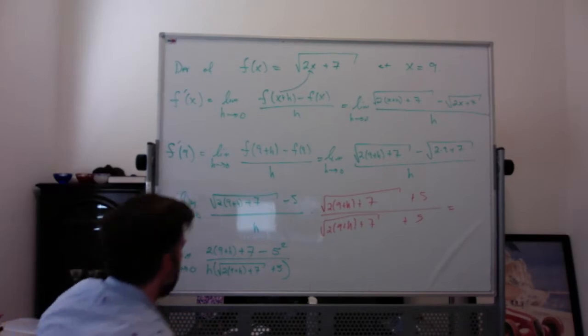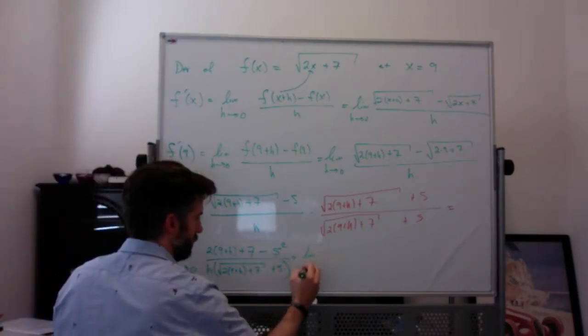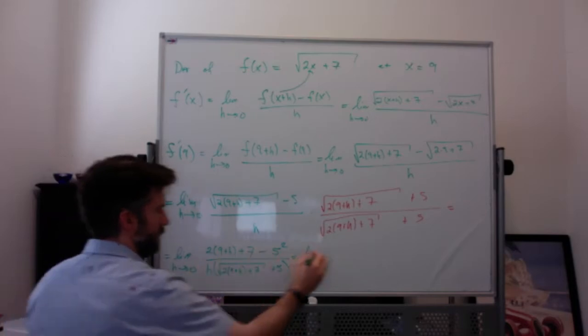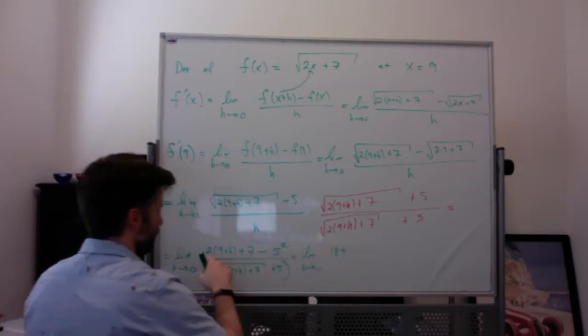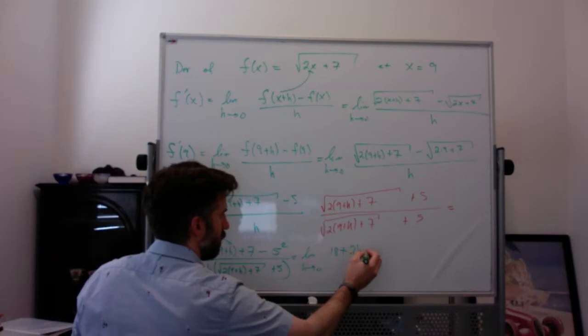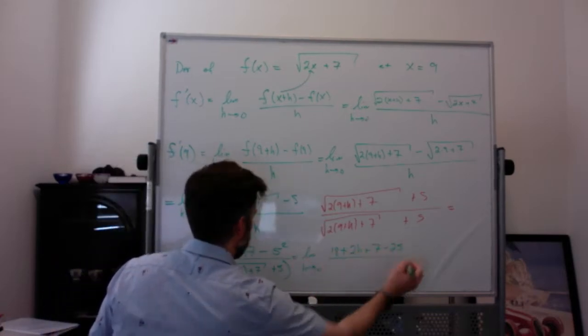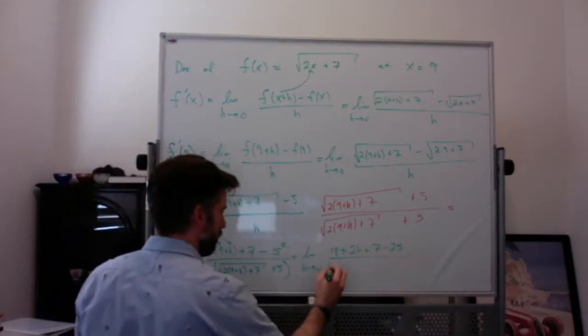Okay, let's see what happens on top. On top, I'm going to get the limit as h goes to 0 of 2 times 9, which is 18, plus 2 times h, which is 2h, plus 7 minus 25, all over the same denominator.